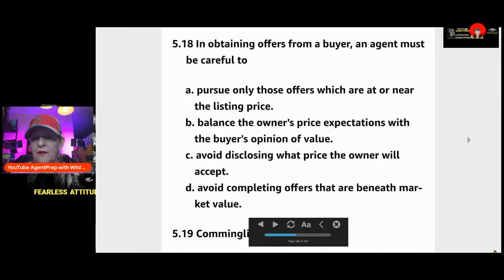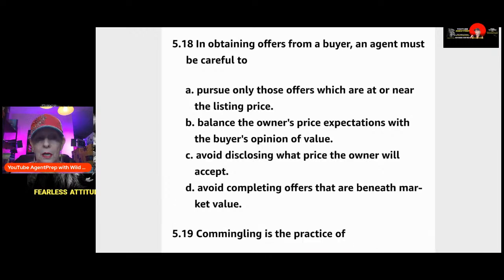So remember, we have a fiduciary duty to our clients and confidentiality. There are certain things we can disclose, and there are many that we must not disclose. Type your answer in the chat. The question number and the letter answer.